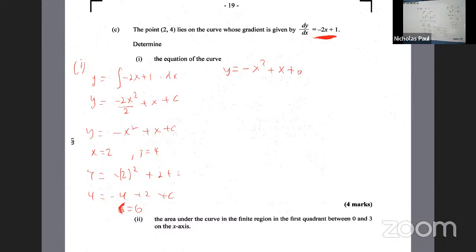Yeah, look here. Yeah, minus 2x plus 1. And the last part is what? Part 2. They wanted to get the area. So you have to integrate between 3 and 0. Integrate the curve. So you're using the same curve here. Minus x squared plus x plus 6. Check it back for those who got the equation wrong. Integrate it and plug in the 3 and 0.